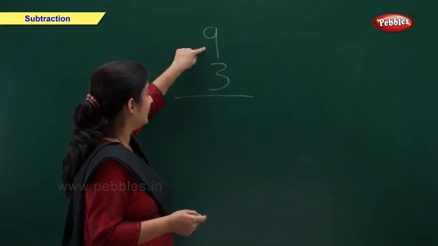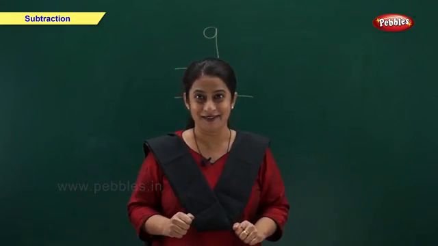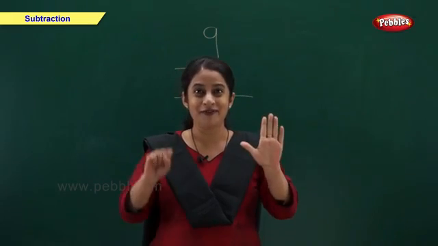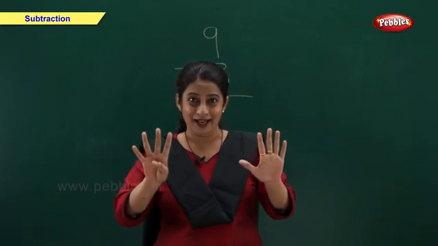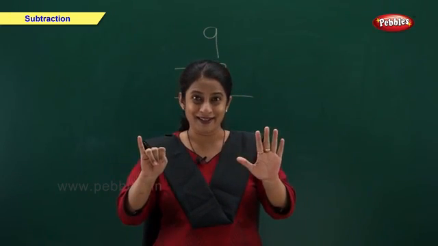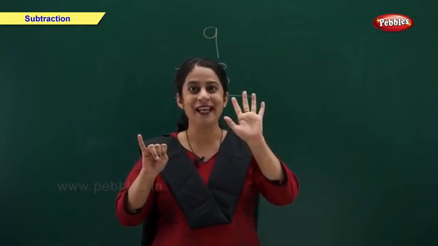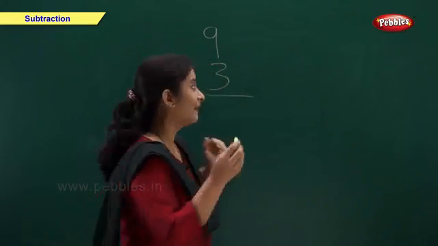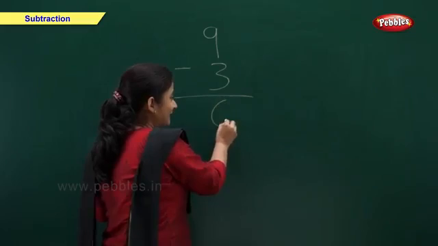Now we have 9 minus 3. So let's count and find the answer. 1, 2, 3, 4, 5, 6, 7, 8, 9. So 9 minus 3. 1, 2, 3. How many fingers left? 1, 2, 3, 4, 5 and 6. So friends, 9 minus 3 is equal to 6.